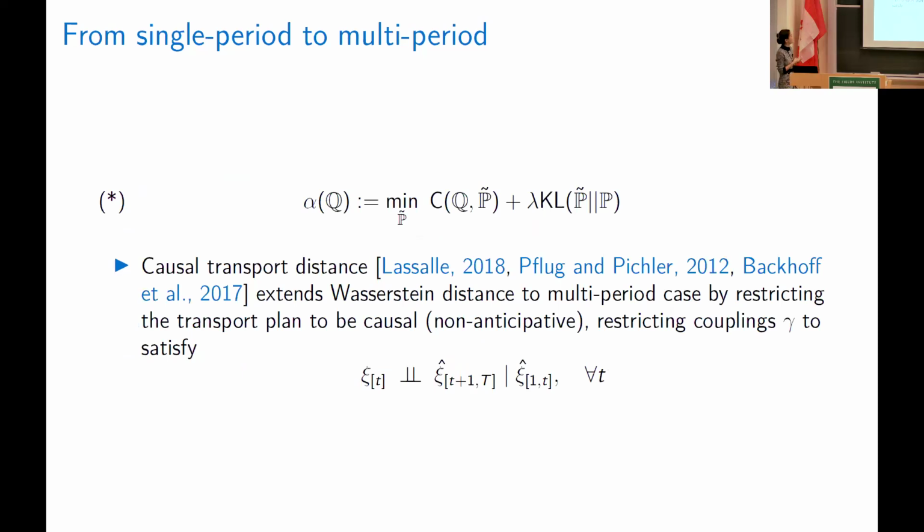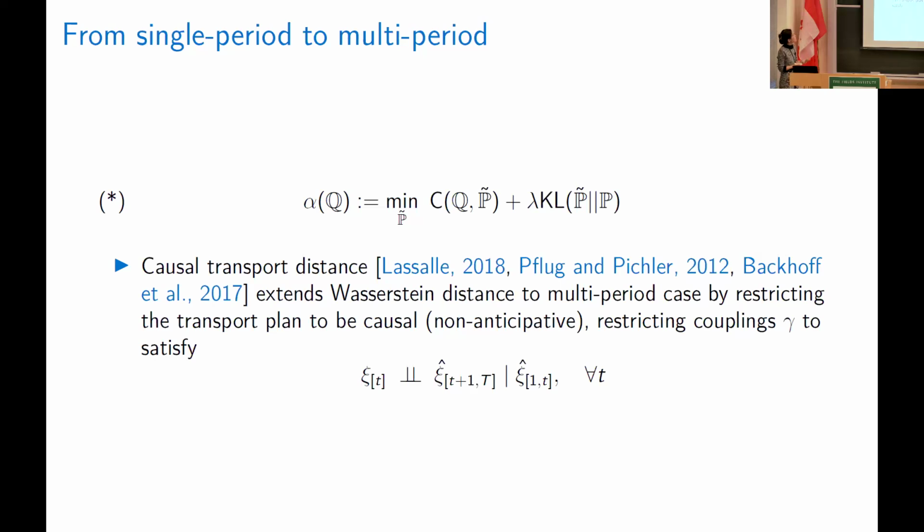The high-level idea is that if we restrict our coupling gamma to satisfy the following causality, the corresponding transport distance we define for this process is what we call the causal transport distance. In that case, we can show that for this alpha Q, instead of using the Wasserstein one, we should replace it with a causal one, which allows the perturbation to maintain the causality in the time series data, right?